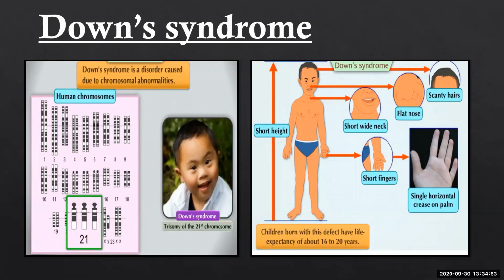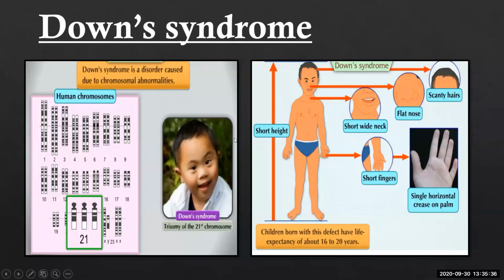So Down syndrome is what? Trisomy of the 21st pair of chromosomes, means instead of 2 chromosomes, there are 3, addition of an extra chromosome. So it will form the 47 chromosomes. Because of that, it will give birth to a Down syndrome child, and they are having a short lifespan and also they are mentally retarded, and also they cannot grow properly, having the short height, wide neck, flat nose, short fingers, scanty hairs, single horizontal crease on the palm, and having the lifespan of only till 16 to 20 years.